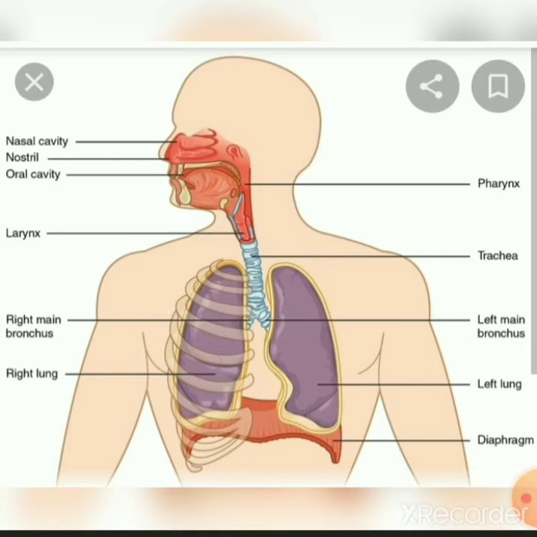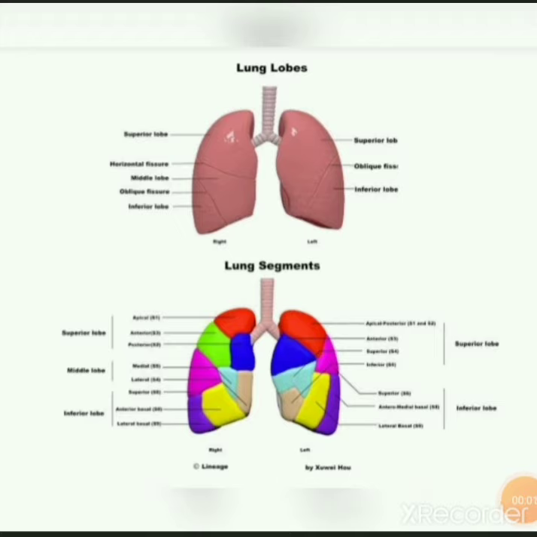The respiratory system consists of the nasal cavity, pharynx, larynx, and it continues downward as the trachea, which divides into two principal bronchi, and these principal bronchi enter into the corresponding right and left lung. You can see in this picture the lung, which is divided into separate lobes: the right lung is divided into three lobes, and the left lung is divided into two, and these lobes again divide into segments.